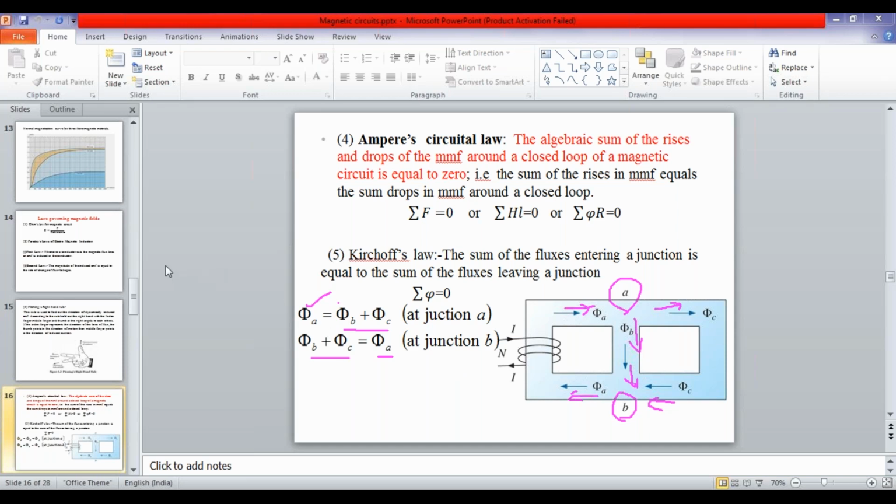Do you understand this example? Yes, sir. Similar to KCL. Okay. Do you understand this? Yes, sir. Very simple example it is.